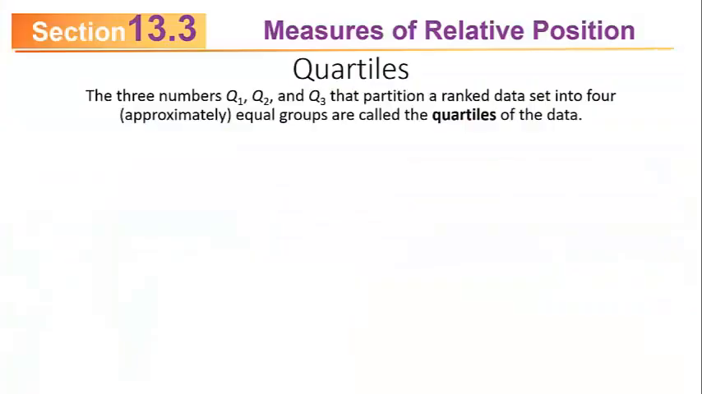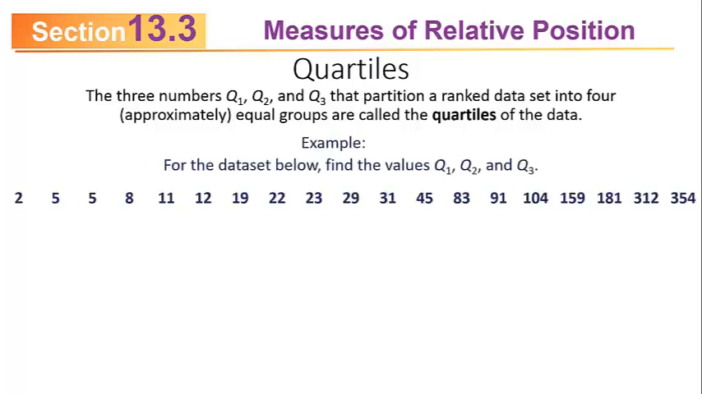Now let's talk about quartiles. The three numbers q sub 1, q sub 2, and q sub 3 that break a ranked data set into four approximately equal groups are called quartiles of the data. Quartiles meaning four, it breaks the data into four pieces. 3 slices breaks it into 4 pieces.